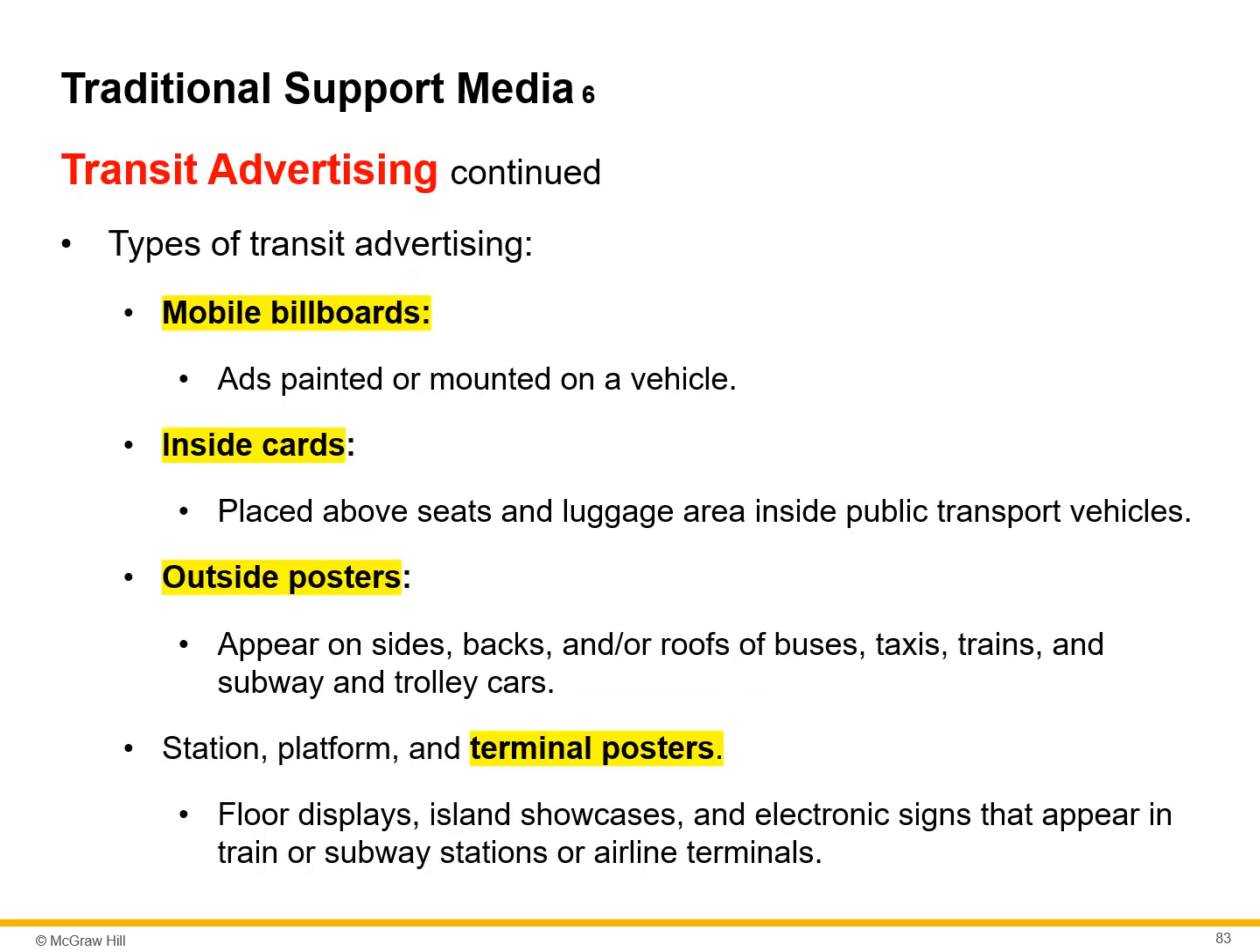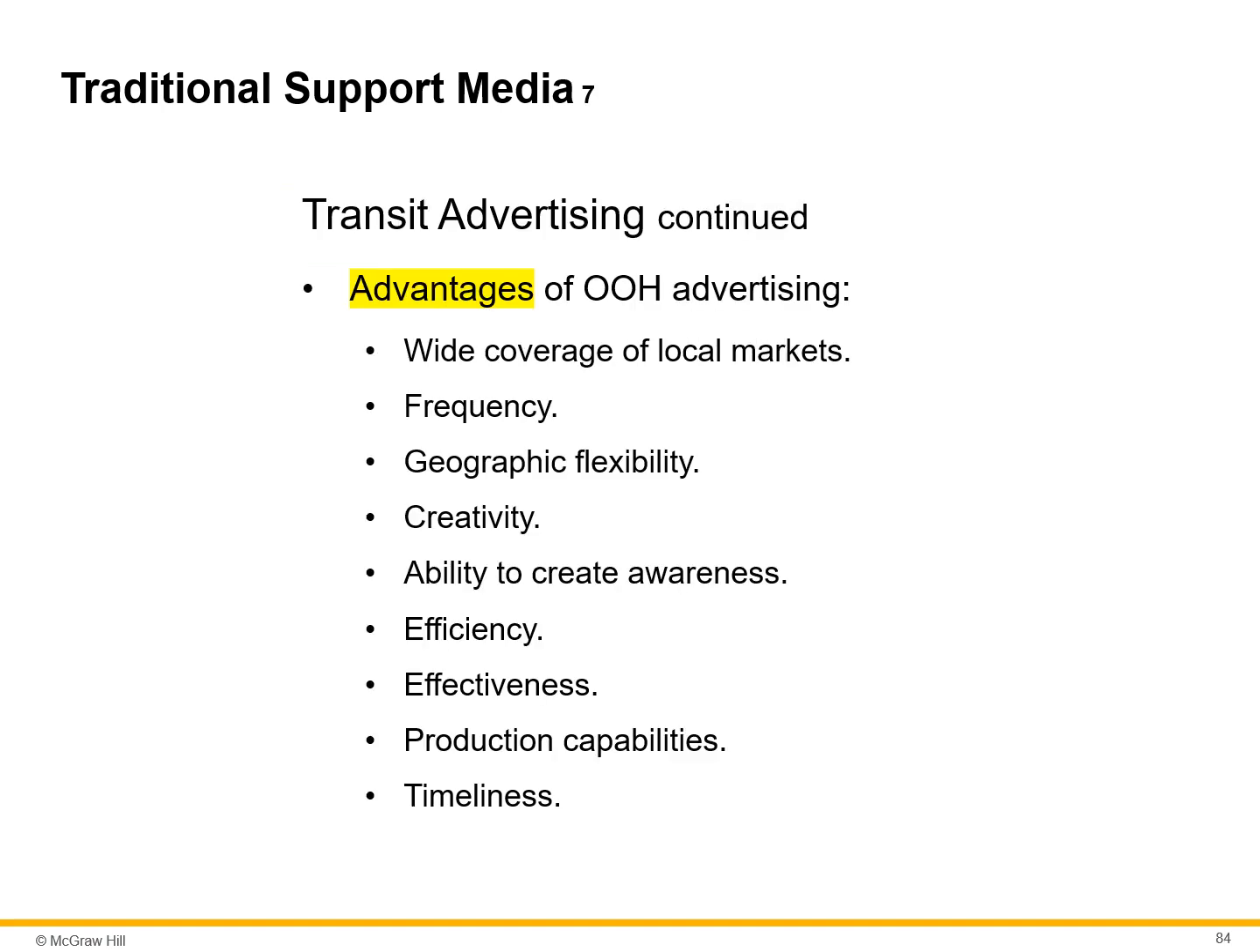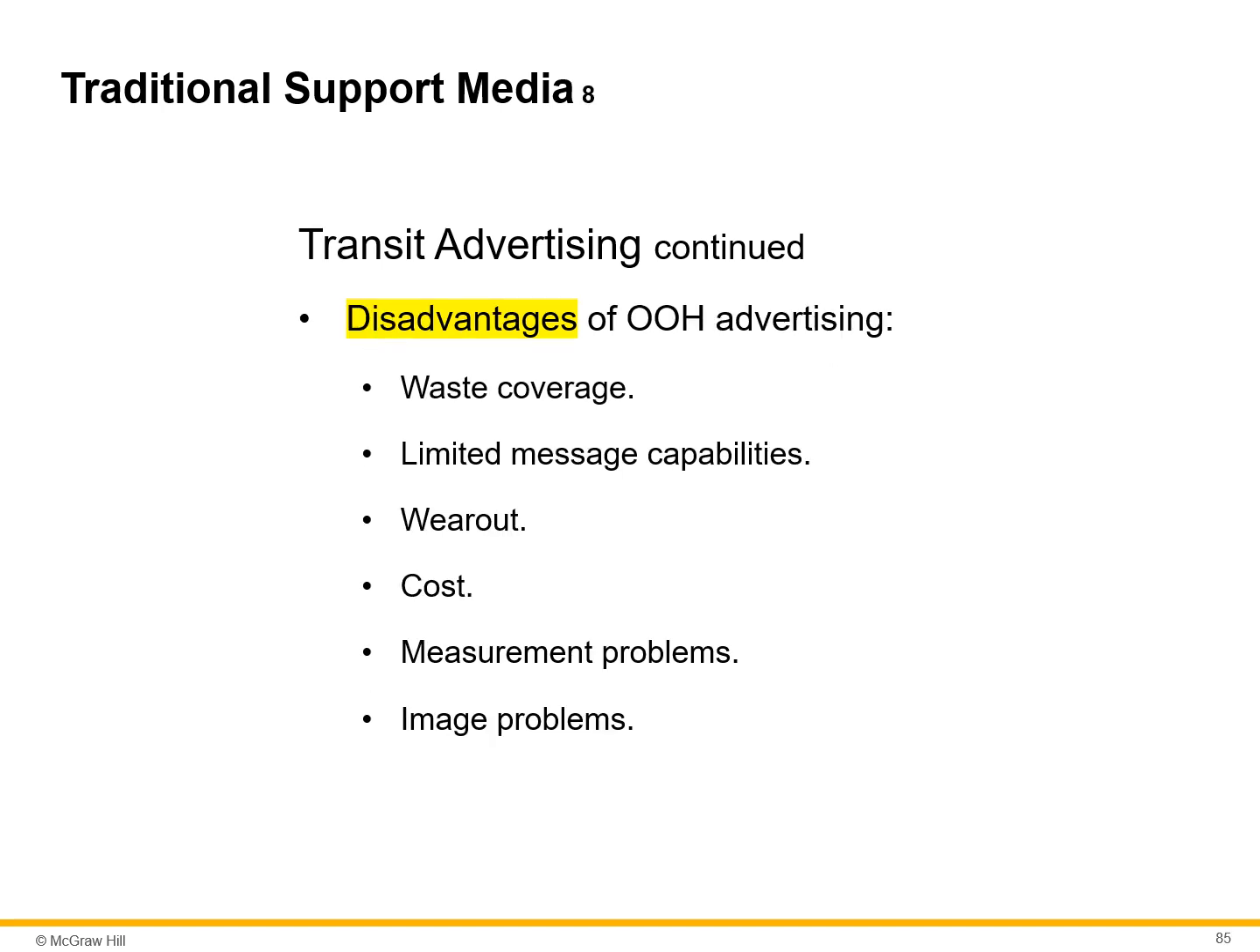Okay, and the types of transit: mobile billboards, small billboards mounted on a car or a truck. Okay, inside cars, in the luggage area, inside the transportation vehicles, outside posters, okay? Station, platform, and terminal posters. Okay? So transit advertising, there are some advantages of that. I want you to make sure you understand every one of them. Okay? And the disadvantages, some wasted coverage, right? Wear out, image issues too.